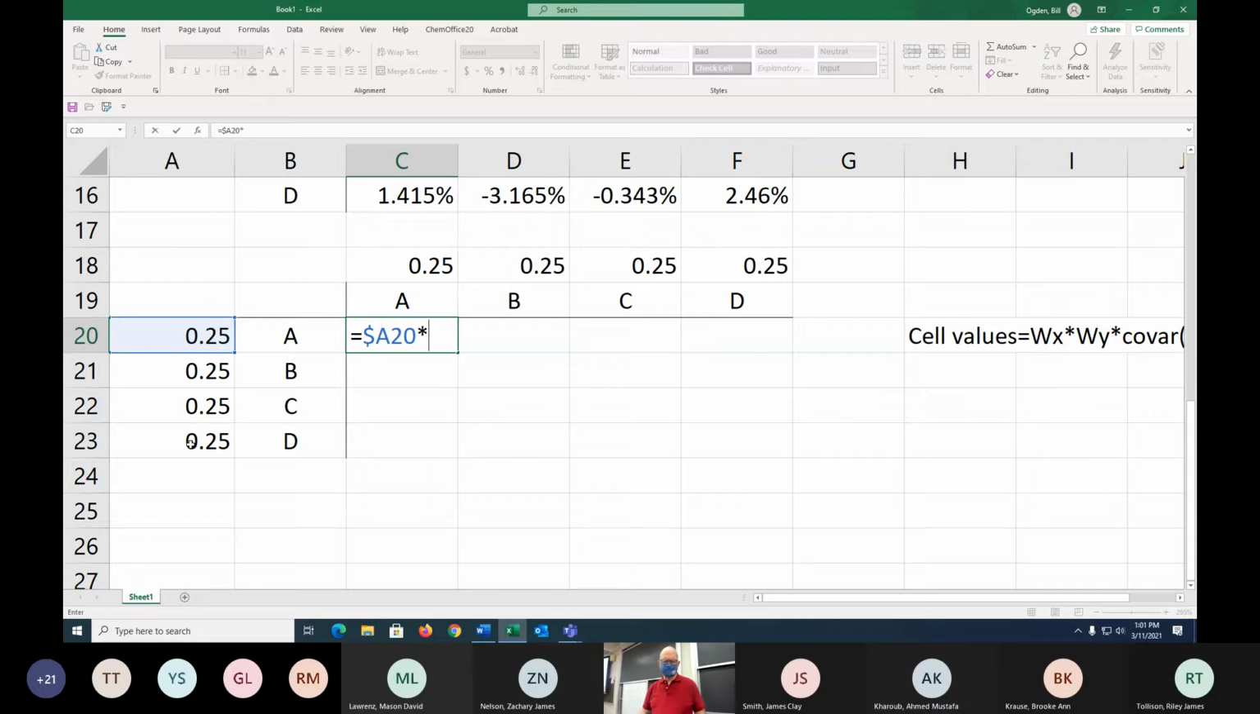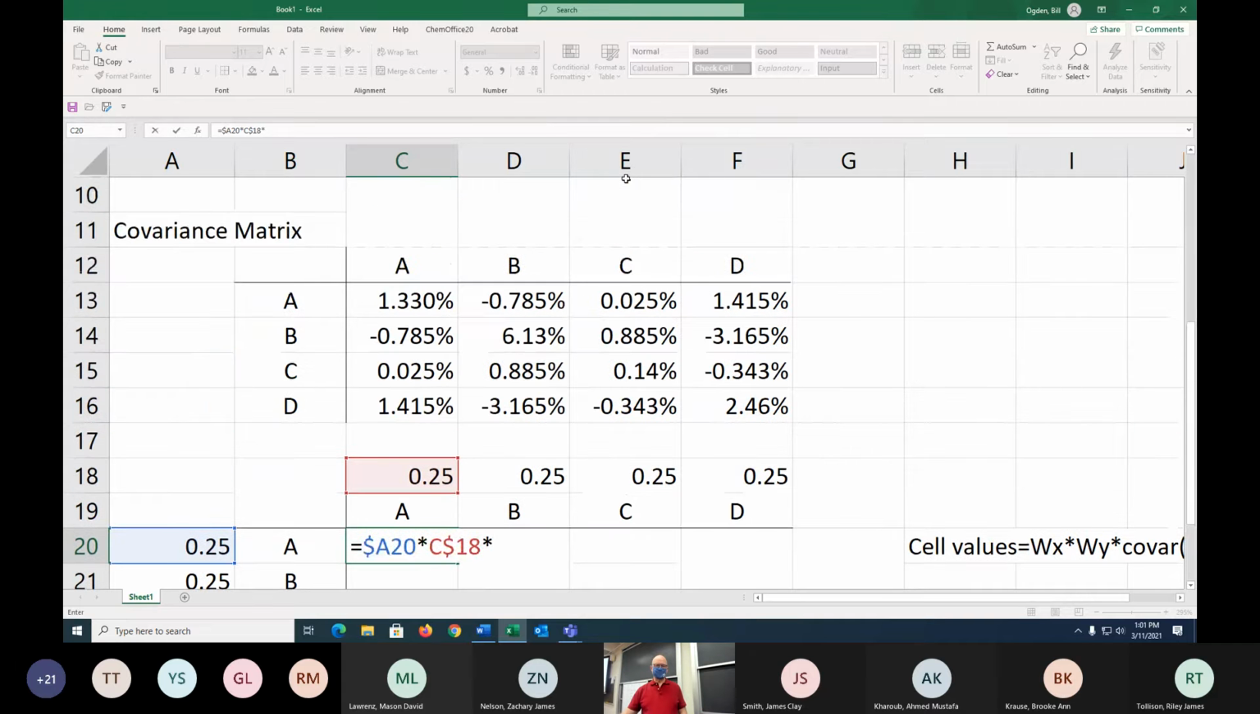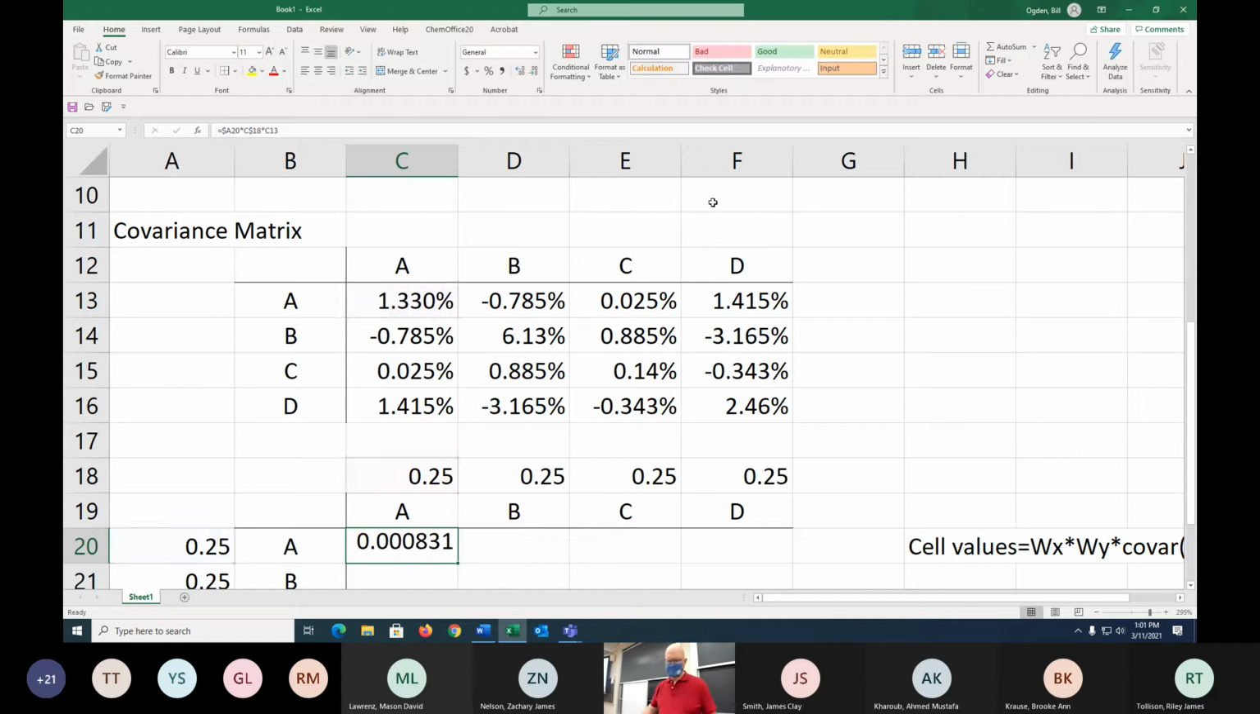All right, times. Okay, and then we're going to take the weight in this column times the weight in this row. So times here, and now what do you think I'll do? Exactly, twice. We're going to lock just the row, so that's F4 twice, Command T twice. Okay, and then multiply it by the covariance between A and A, which is the variance of A, isn't it? And that's what I show. So let's get these into percents if we could.